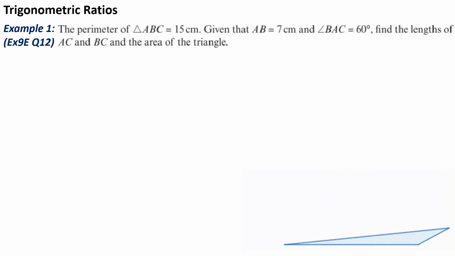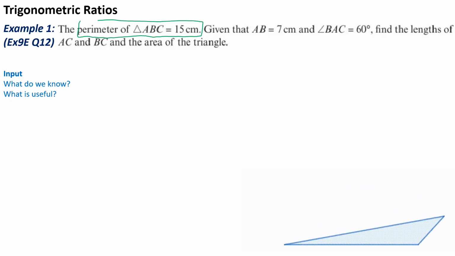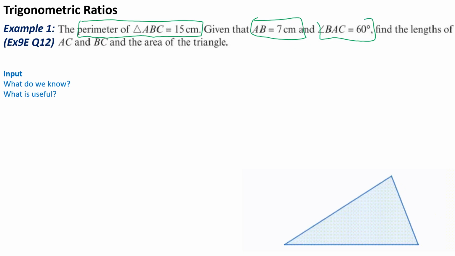The other thing to be aware of whenever you're dealing with a complicated problem like this, in addition to trying to draw a diagram, is to think through a general problem-solving schema or process. I think of this as input, process, and output. So the input would be asking ourselves, what do we know? What information has the question provided us with? And for starters, they've told us the perimeter of the triangle. They've also given us one of the side lengths, and they've told us one of the angles.